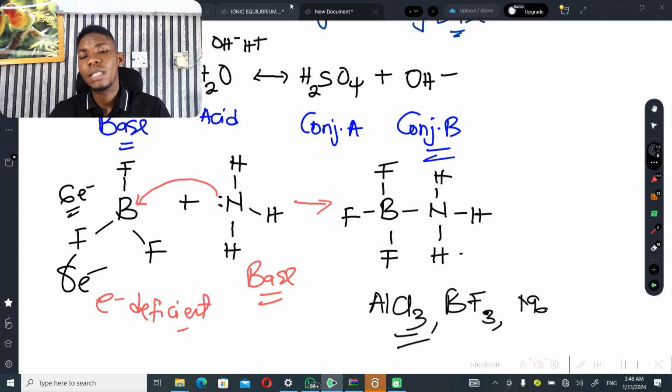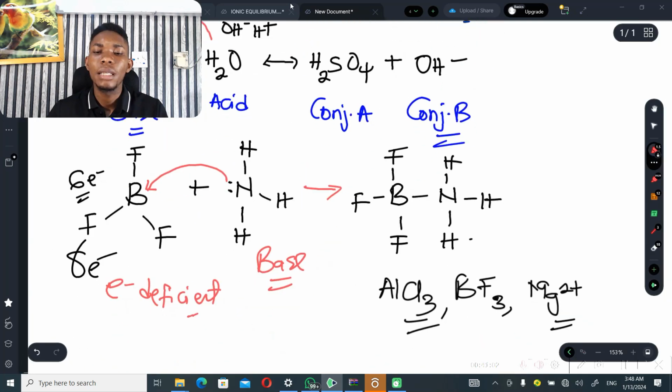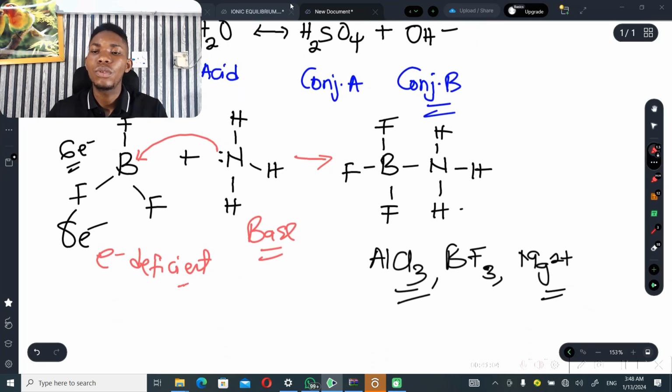Most positively charged ions are Lewis acids. Is that okay? So all these are examples of Lewis acids that are used for most reactions. I told you that aluminium trichloride is used as a catalyst for aromatic substitution reaction, which I believe you have done before.